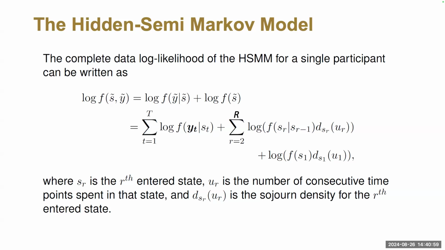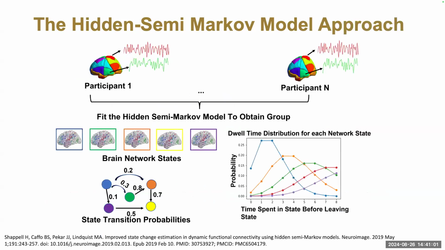So now we don't have that limitation anymore of that implicit model assumption of the geometric distribution. So we can fit this model to one participant if that person has a long enough scan time. Typically, though, we fit it on a group of participants, and we get a set of network states, the state transition probabilities, and the dwell time distributions, right?